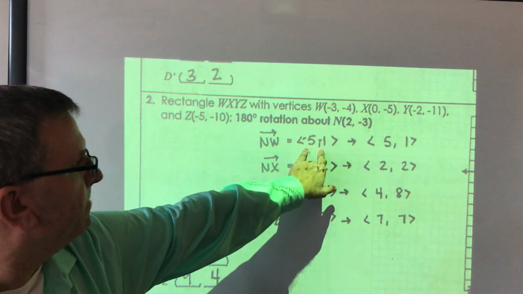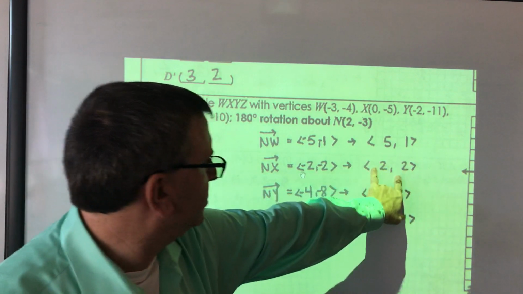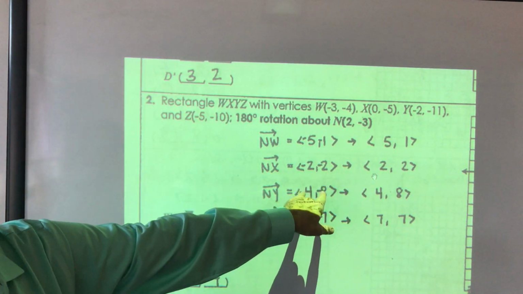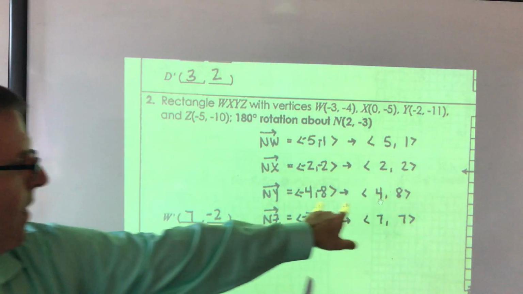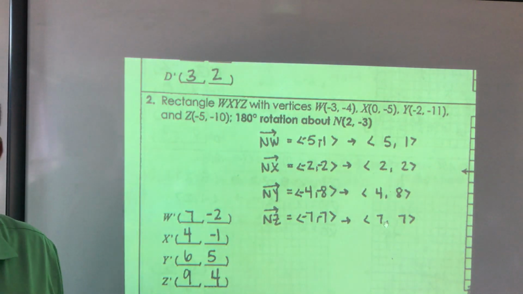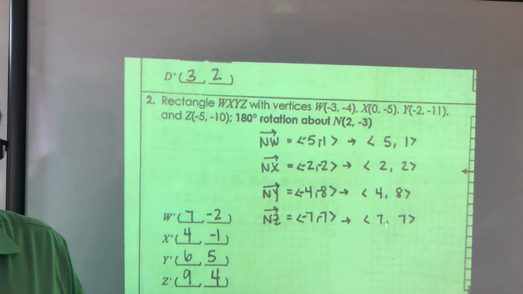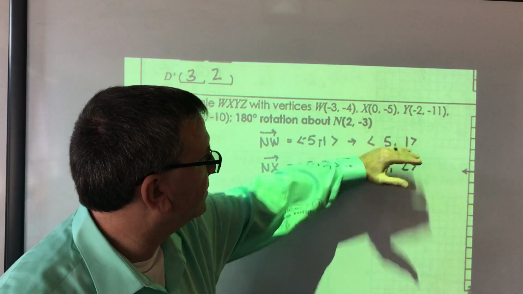So this is going from -5, -1 to 5, 1. -2, -2 to 2, 2. -4, -8 to 4 and 8. -7, -7 to 7 and 7. Okay? So everybody good there? Yes. So now, what do I do with each of these vectors?